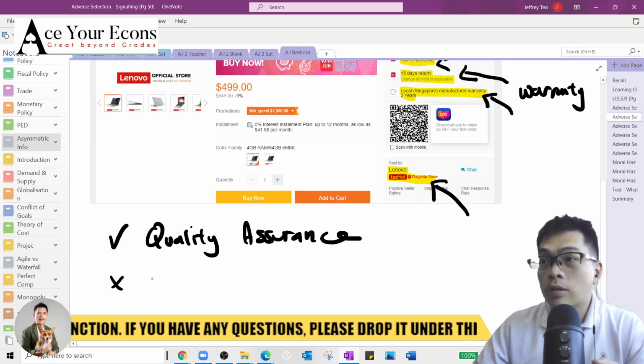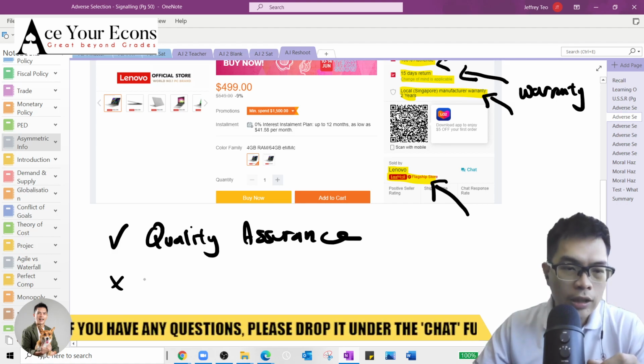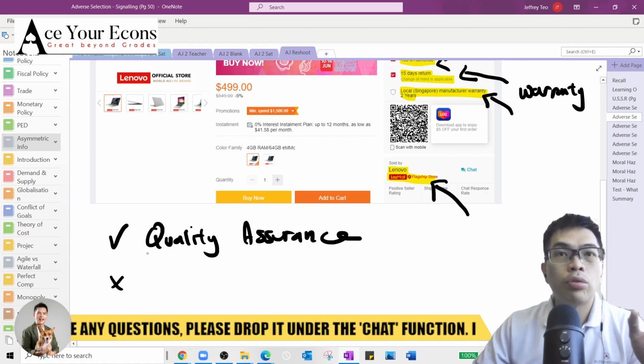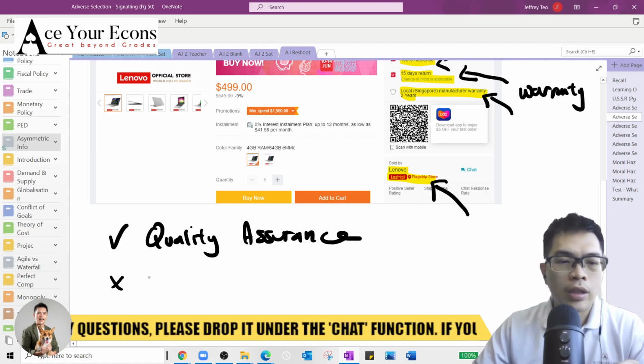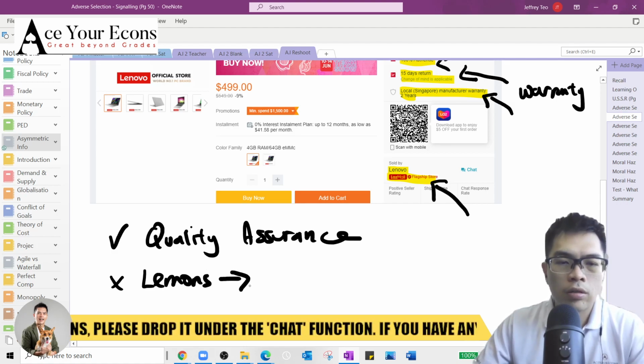The cost of this is that it does not exclude lemons from sending the same signal. So what do we mean by that? Let me put here lemons. A counterfeit product can also send the same signal.